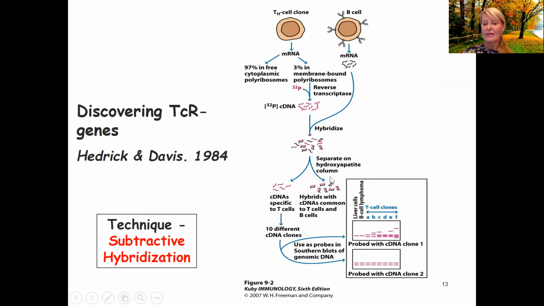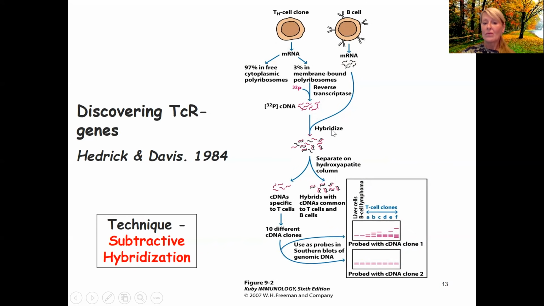rid of that. So they used what's called a hydroxyapatite column to get rid of all of these hybrids, because they knew that this was the material that was common to B cells and T cells, and what they wanted was the unique T cell receptor. So they knew that the genetic information about the T cell had to be in these remaining cDNA fragments. These would represent material that was unique to the T cell, and some of that had to represent the T cell receptor.